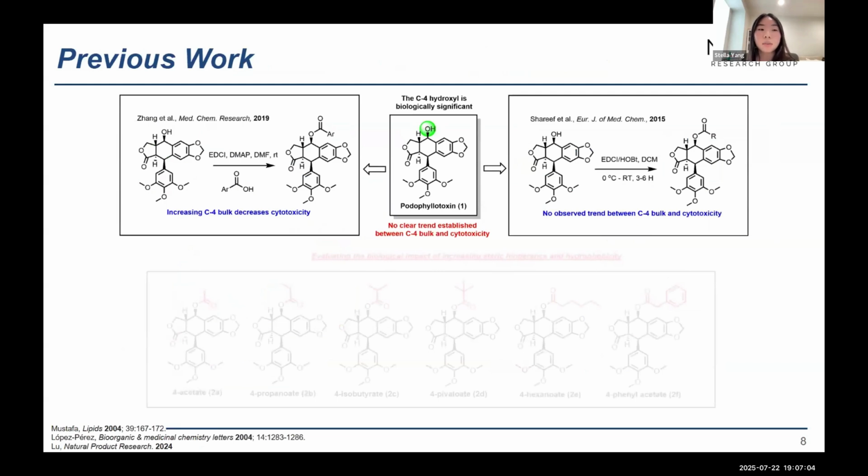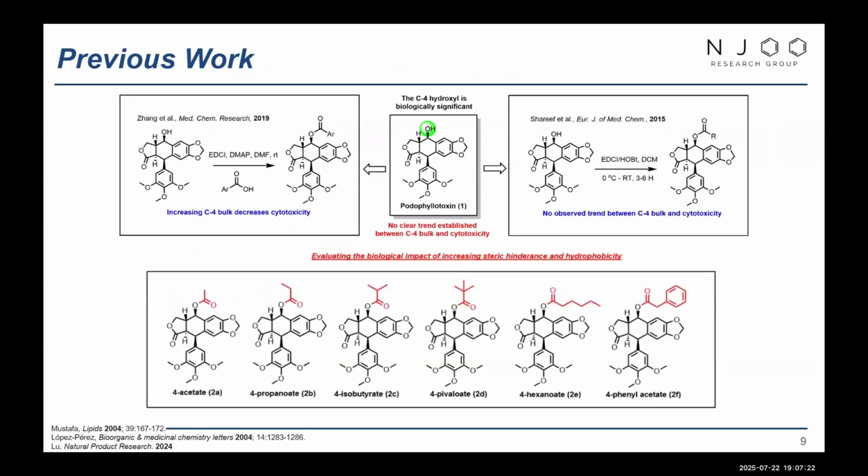And so a lot of researchers have also synthesized C4 analogs of podophyllotoxin already, but the reason why we wanted to investigate this further is because there wasn't really a clear trend between the bulk at the C4 position and the compound's cytotoxicity. And so previous group members worked on synthesizing and evaluating these 6 C4 ester analogs.